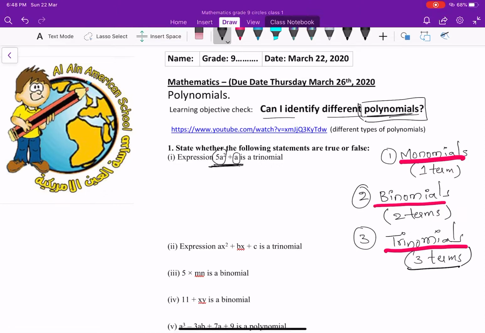So I cannot call this a trinomial, because in a trinomial necessarily there should be three terms, but here I have only two terms, so it's not a trinomial. So the answer for this question is not a trinomial. So whether you have to state whether it's true or false, you call it false.